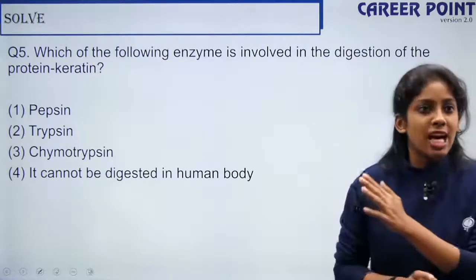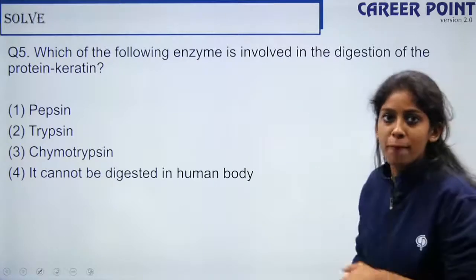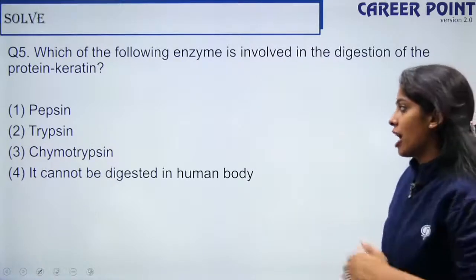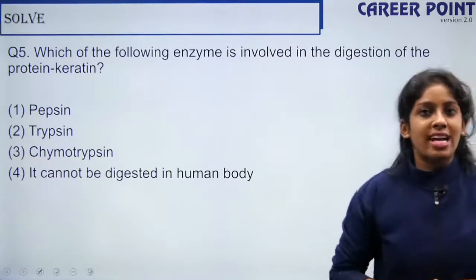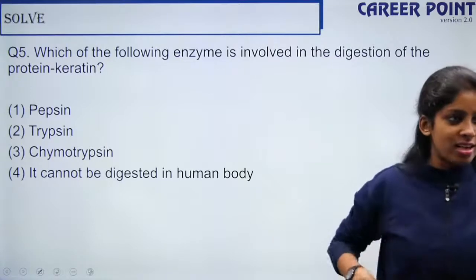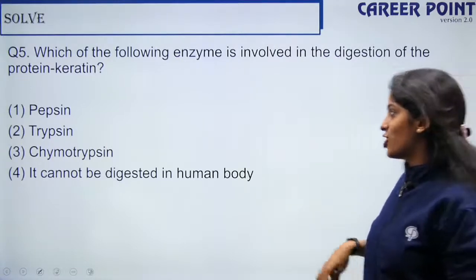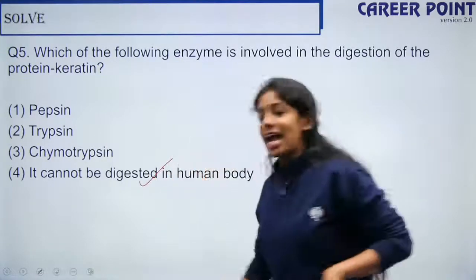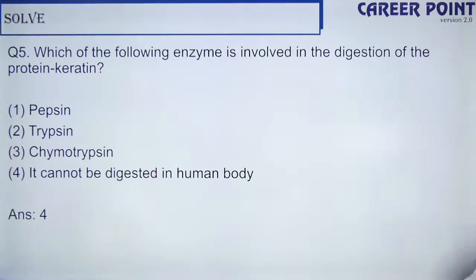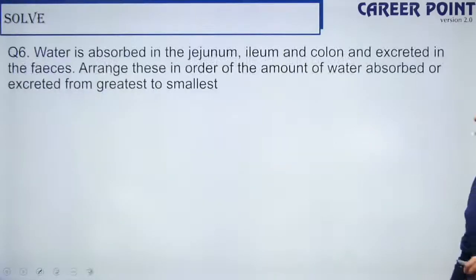Pepsin is an enzyme in the stomach. Trypsin is present in your pancreatic juice, which is activated in the intestine. Then you have chymotrypsin. Then it cannot be digested in the human body. Wow, Nusrat, that was an absolutely right answer. Your body cannot digest keratin. Good, great. So we go to question number 6.